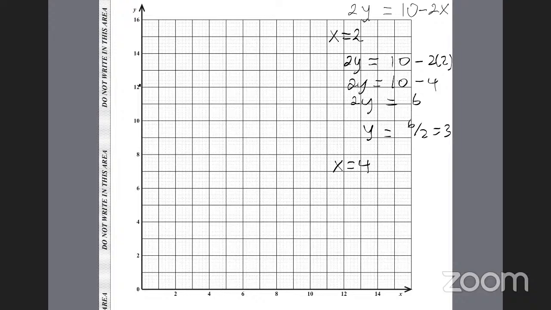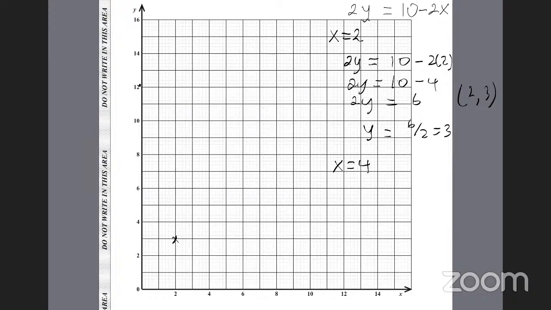One of the most important skills in maths is being able to solve that. Spend time and look it over. Before you come to class, go over all your rules for solving. So your first point is x is 2, y is 3. X is 2, y is 3 is about here.